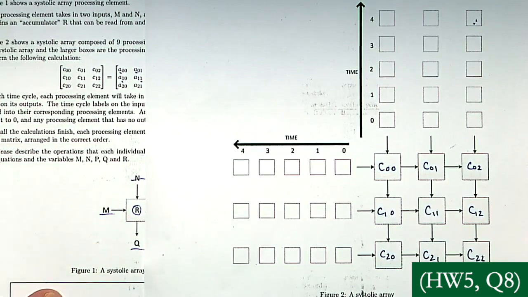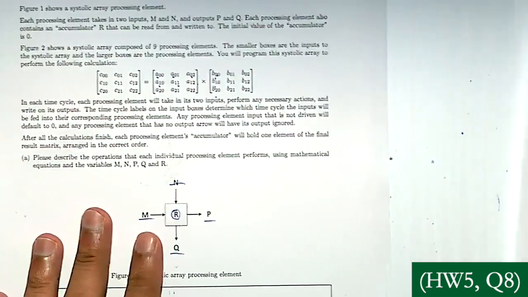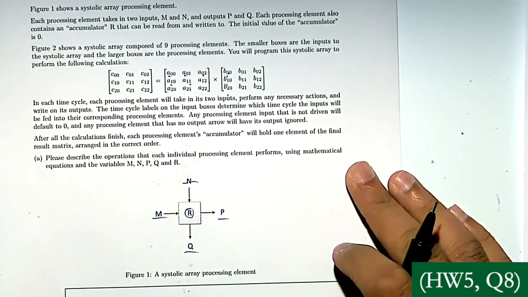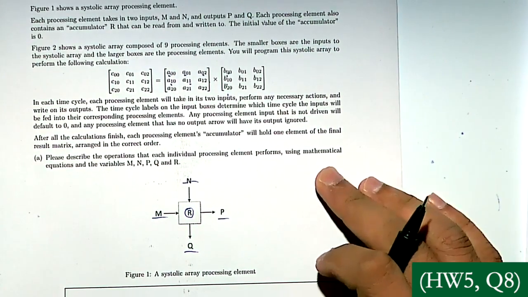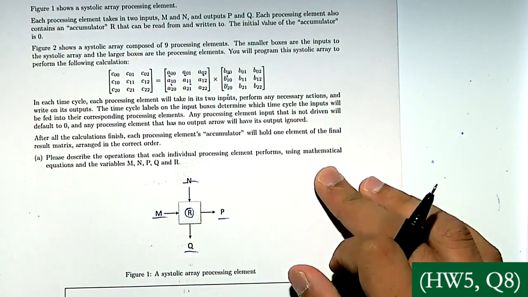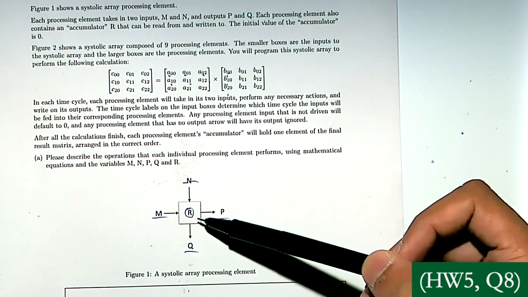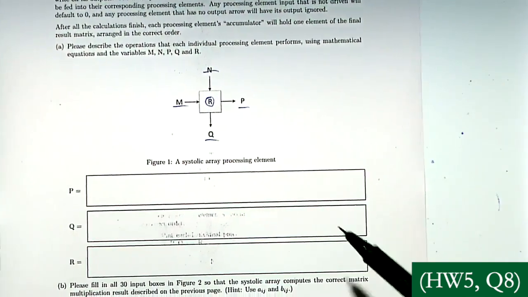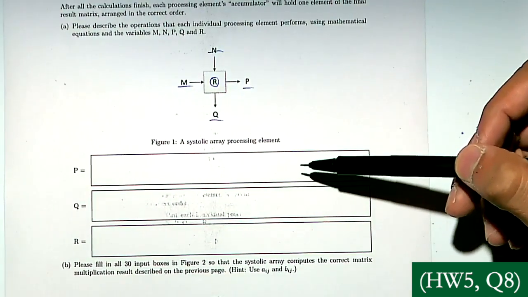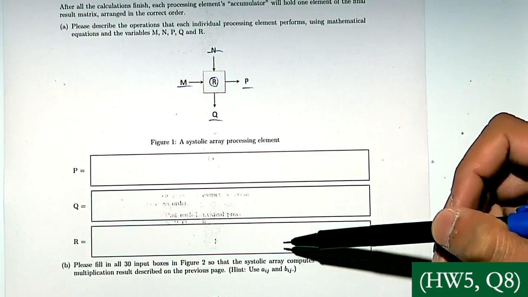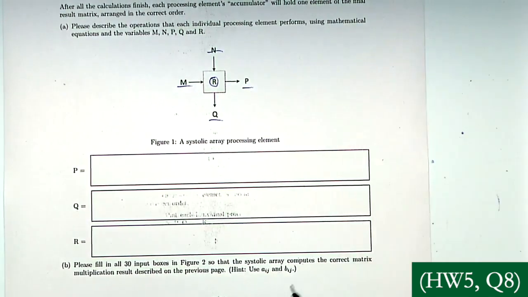Okay, so yeah, we want that output at the end. So the question asks us, please describe the operations that every individual processing element performs using mathematical equations and the variables M, N, P, Q, R, which are the inputs, outputs, and the register here. So they give us empty fields for what should P be, what should Q be, and what should R be as a function of the inputs and R, right?